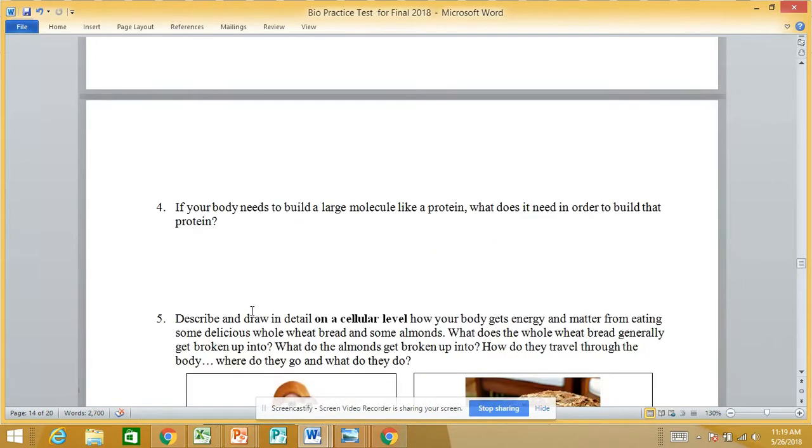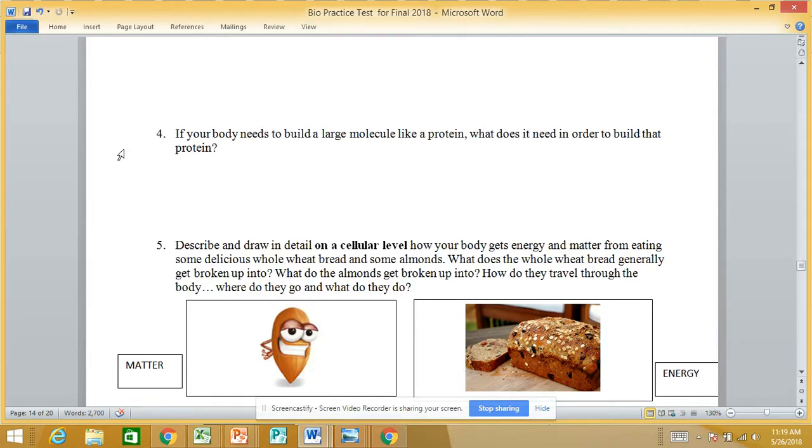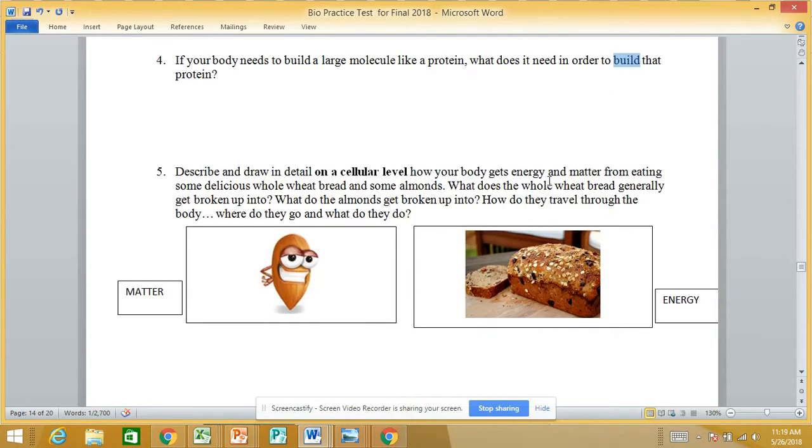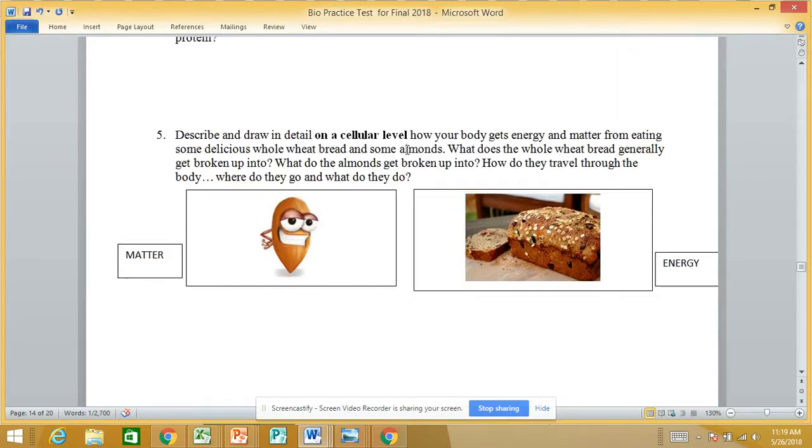All right. If your body needs to build a large molecule like a protein, what does it need in order to build the protein? This can be interpreted in a lot of ways, but the key thing here is build. So you need energy to be able to build the protein. Okay, that's kind of a key thing. You got to have energy, otherwise you can't build.